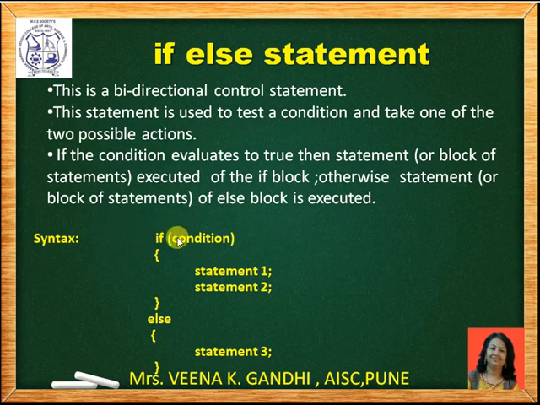Syntax: if, condition in round brackets. If the condition is true, then statement 1 and statement 2 will be executed. If the condition is false, then the else statement will be executed. In else, statement 3 will be executed. So if else is a two-way alternative or bidirectional control statement. It provides two alternatives, statement 1, 2 or statement 3. If the condition fails, then the else part will be executed and statement 3 will be executed.